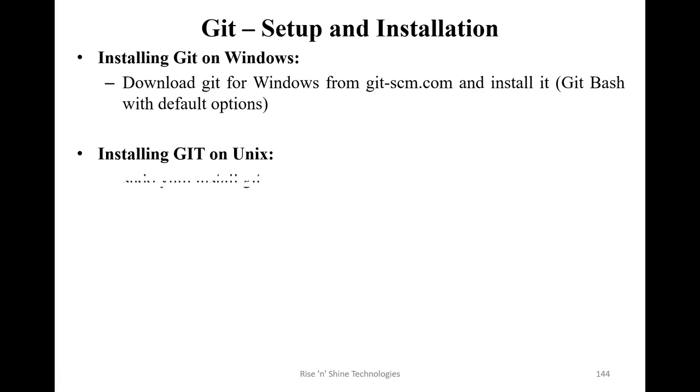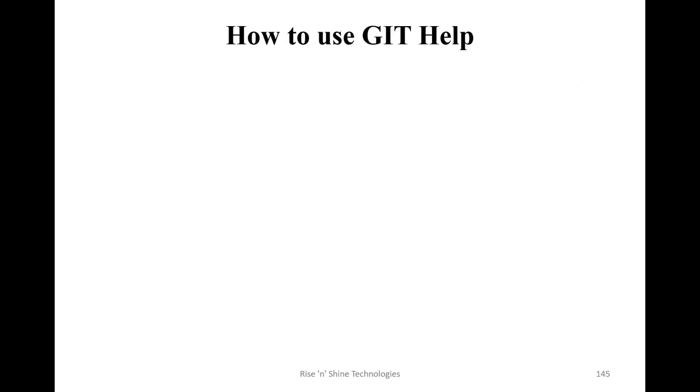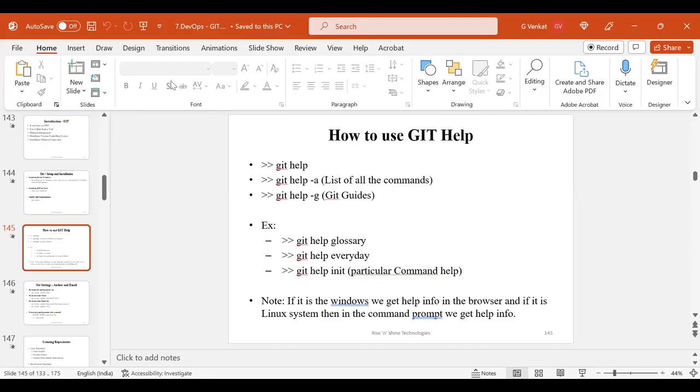So on Windows, Git Bash. On Linux, how do you do that? It is directly straightforward: install Git. And how do you verify the Git installation? With the git version command. And then you can check it with the help of the commands. Let me open the Git Bash terminal.